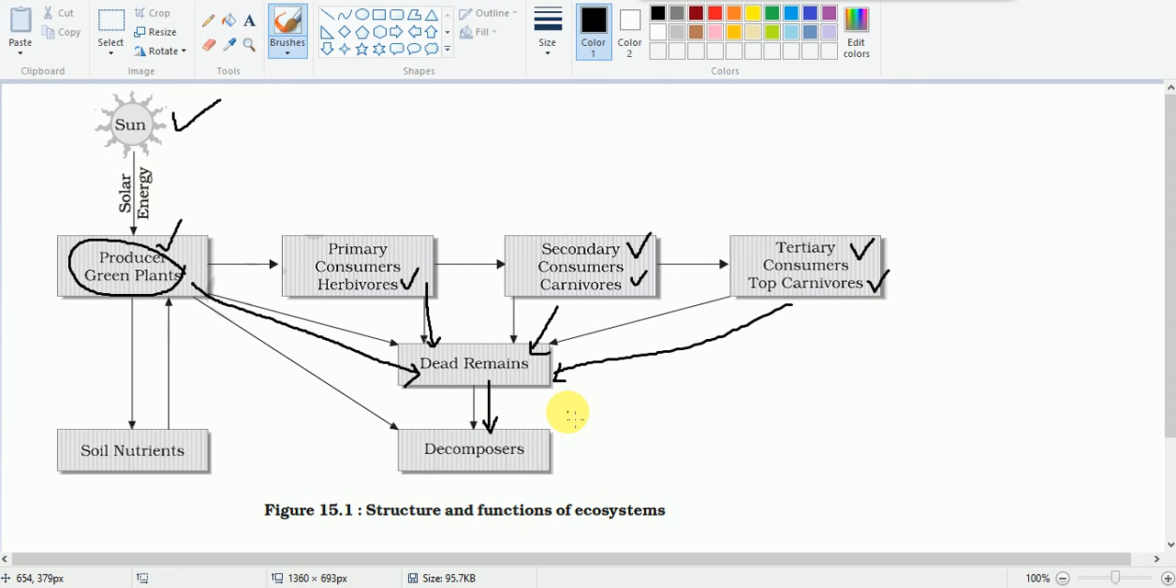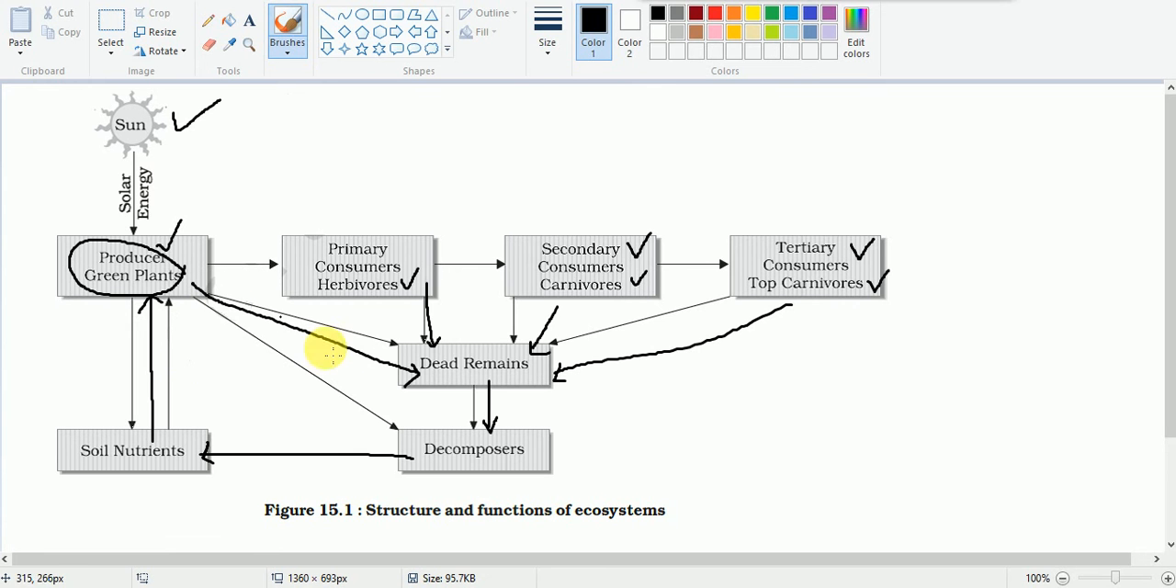The dead remains will be eaten up by the decomposers like vultures, bacteria, and other microorganisms. Then again, see here, after that it will become part of the soil nutrients. The dead remains, or the byproducts of the activities of decomposers, will become a part of soil nutrients. And again, these soil nutrients will be utilized by the green plants.